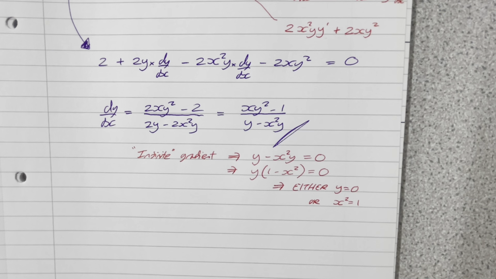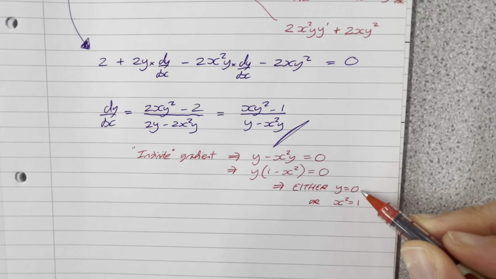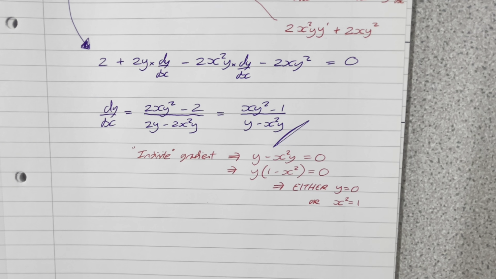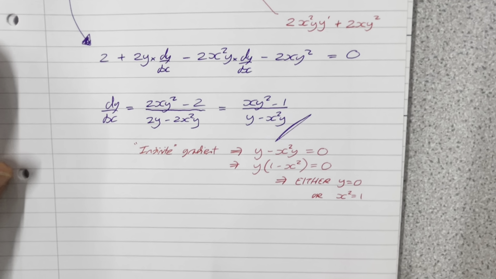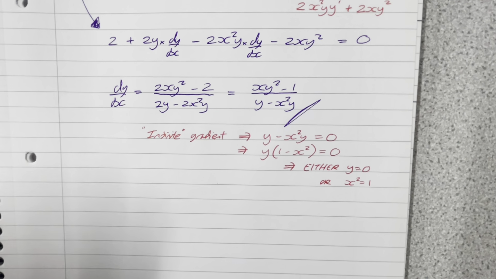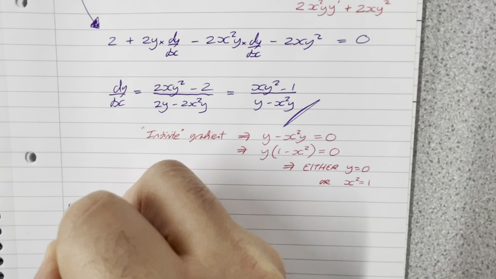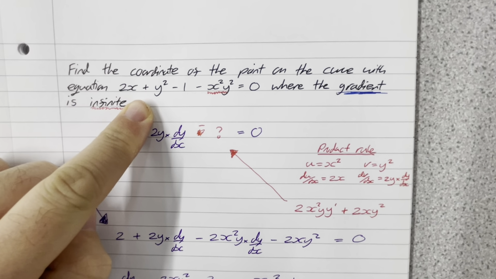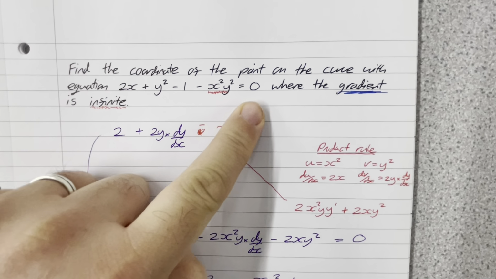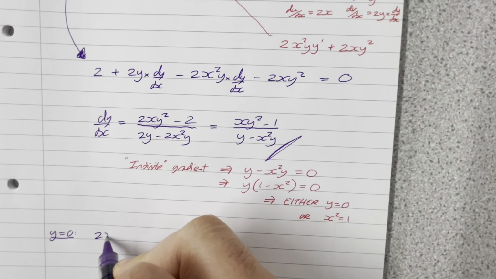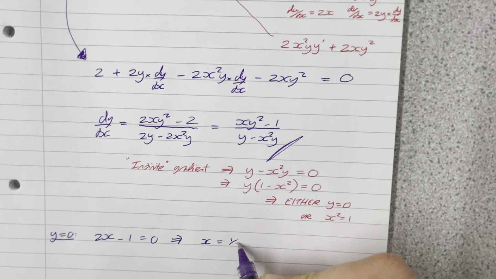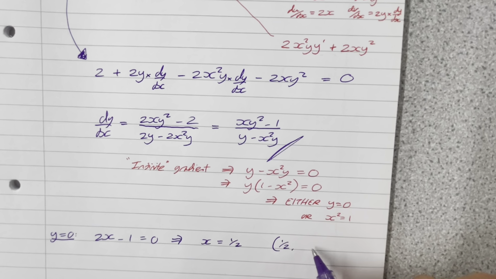Okay, so we've got 3 values there. We've got y is 0 to plug in, or we've got x is 1 to plug in, or we've got x is minus 1 to plug in. Now, let's plug them all in separately. Let's see what happens. So plugging in y is 0 into the original equation, I'm going to get 2x minus 1 equals 0. So that implies x equals a half. So that's going to give me the coordinate a half, 0.